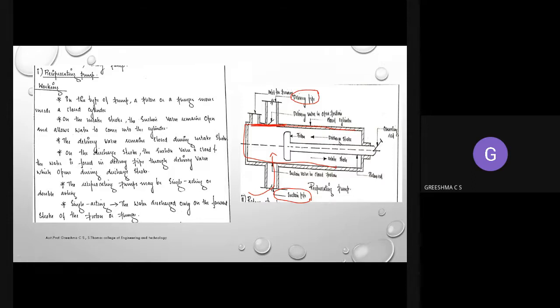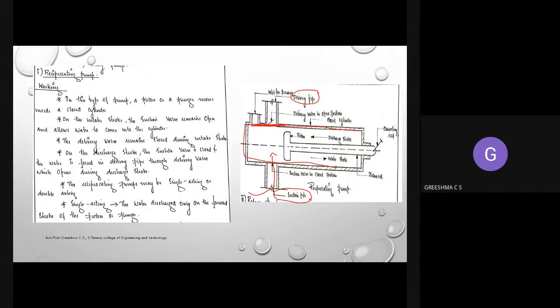For that we have different types of pumps. That is the positive displacement pump. Again, it is of two types, that is the reciprocating pump and the rotary pump. This is a reciprocating pump. Here the water will be allowed to pass through this valve and this delivery valve will be closed. On the discharge, the suction valve is closed and water is forced into the delivery pipe through the delivery valve and then to the discharge.